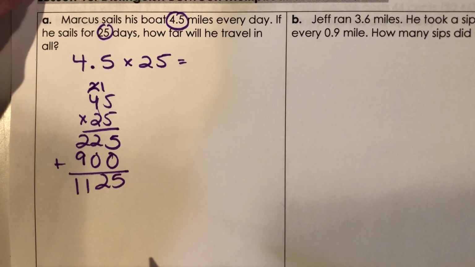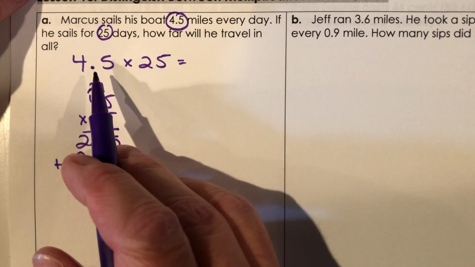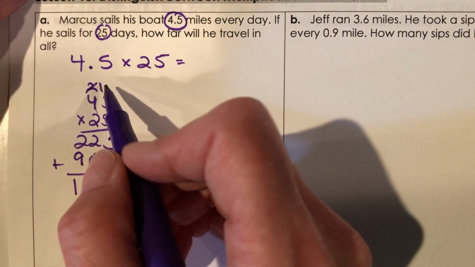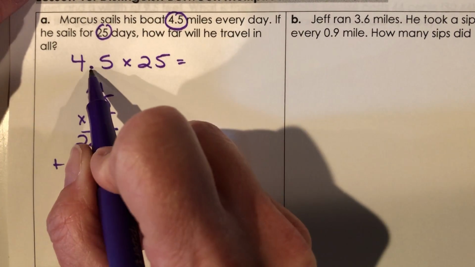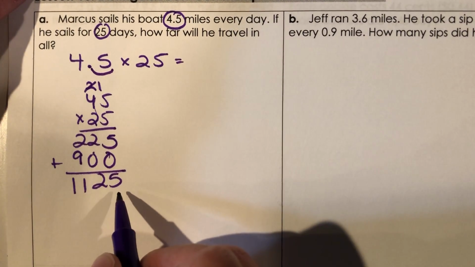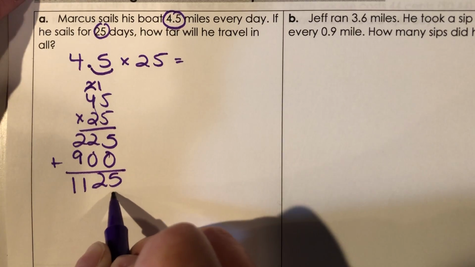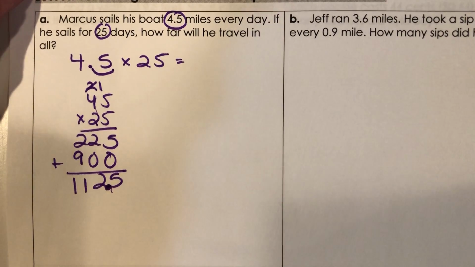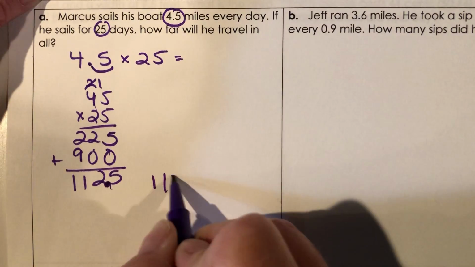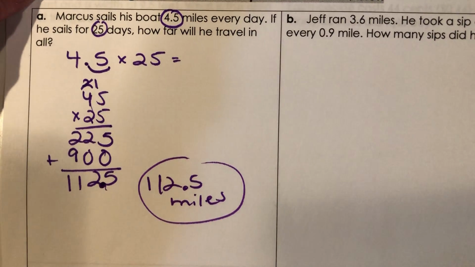Now our answer is not 1,125 because this is 45 times 25, and it's supposed to be 4.5. So now we have to remember what we did. To make this 45, we moved the decimal one place to the right. So in order to undo that, we have to move it one place to the left. It's really at the end here when you don't see it. And when we move it one place to the left, it's right here between the 2 and the 5. So 112.5 miles is what you should have.